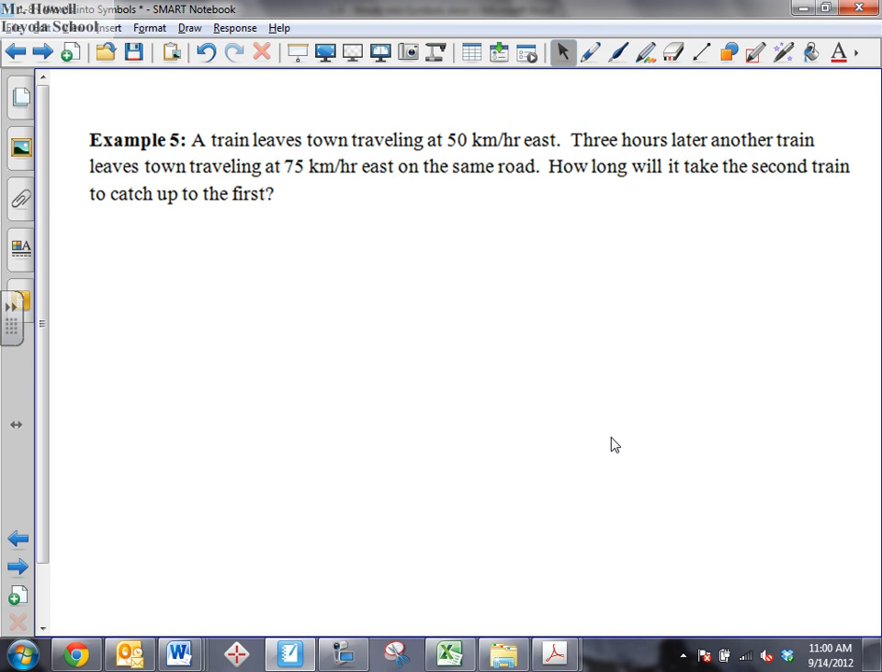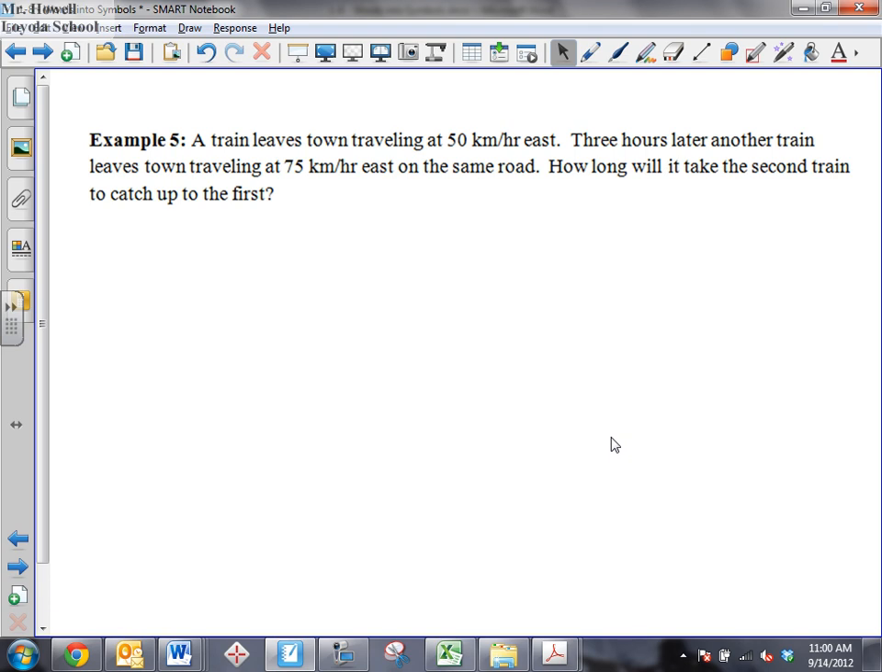So this problem says, a train leaves town traveling at 50 kilometers per hour east. 3 hours later, another train leaves town traveling 75 miles an hour east on the same road, or the same track in a sense, in the same direction. How long will it take the second train to catch up to the first?